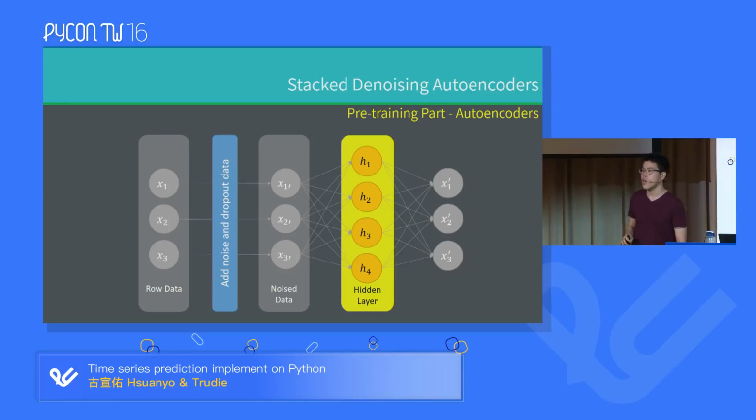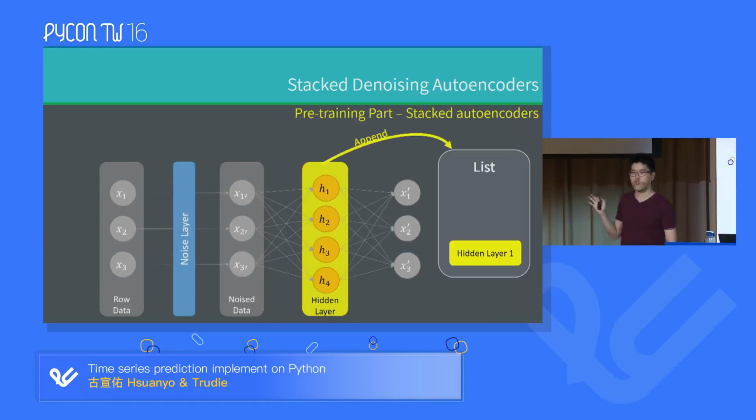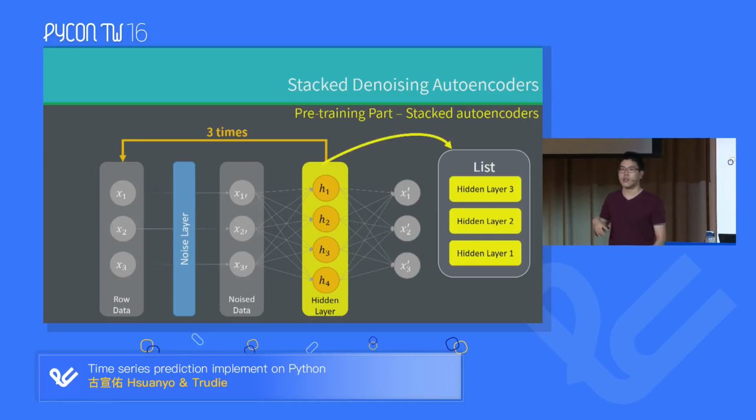Okay, and in the pre-training part, I use the raw data and give it a noise layer to add noise to the data, and use the noisy data to train the neural network. And if you finish the training of the hidden layer, you can append it into a list. And then you use the hidden layer for the second and the third rounds of training. So you will have about three hidden layers in the list.